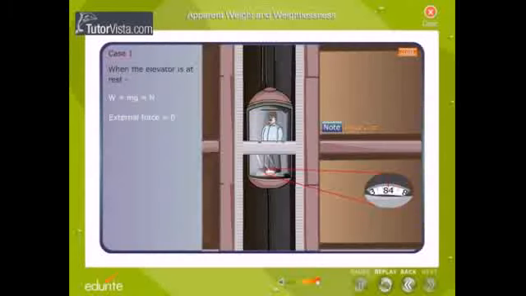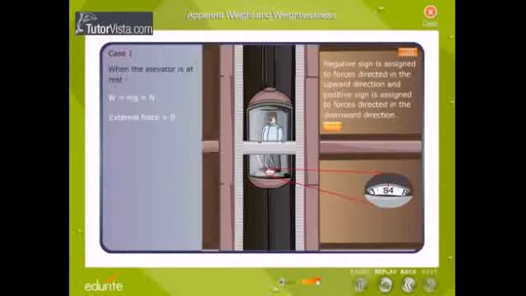When the elevator is at rest, the person inside it is also at rest. External force is equal to 0. Therefore, the true weight of the person W acting vertically downwards is equal to the normal force N acting vertically upwards. In this case, the weighing machine registers the true weight of the body.